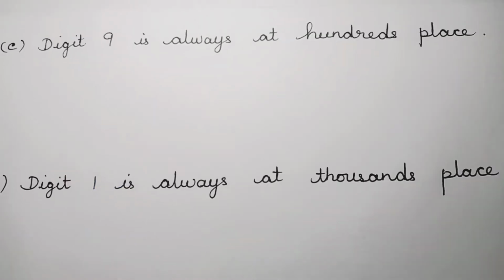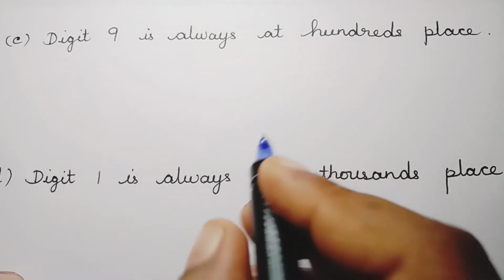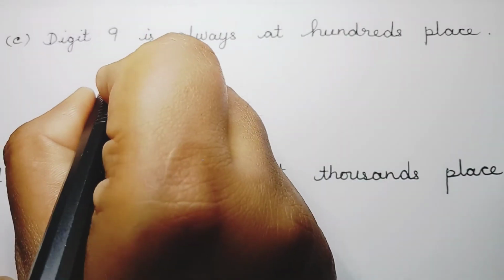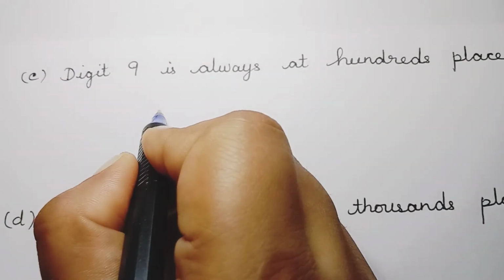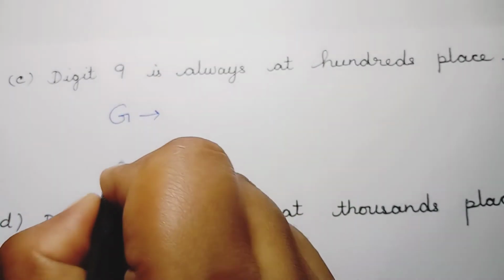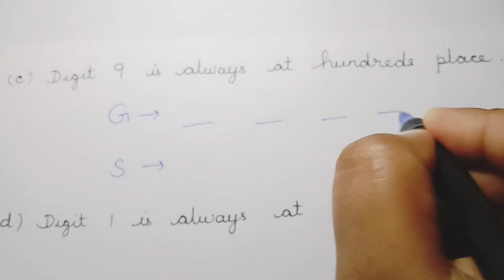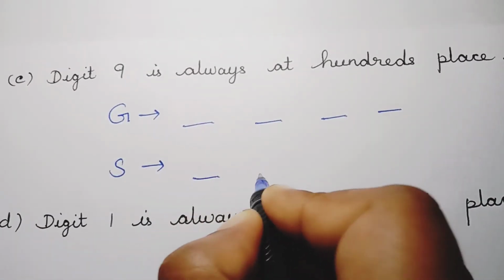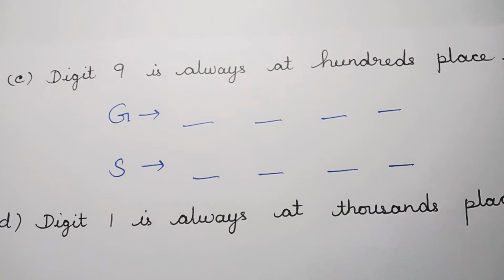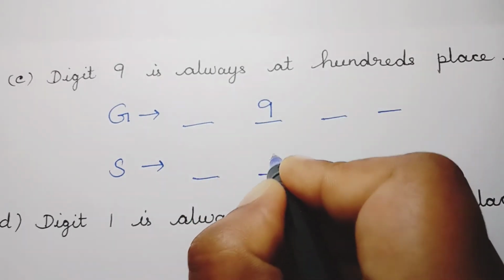The next question is, digit 9 is always at the hundreds place. Same conditions we can write. So greatest number and smallest number we have to find out. Both are 4 digits. And 9 is at the hundreds place. So ones, tens, hundreds. So 9 is here.